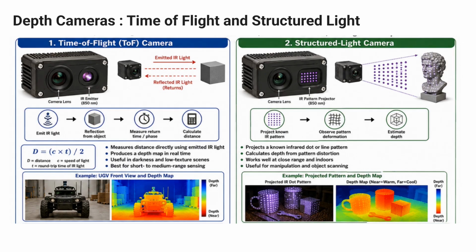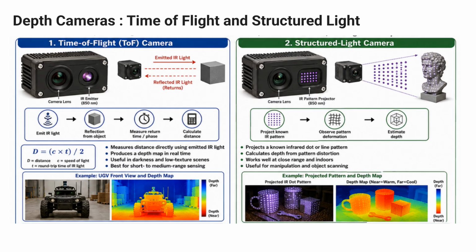A structured light camera works differently. It projects a known infrared pattern of dots or lines onto an object. The camera observes how the pattern bends or deforms and uses that change to calculate depth. Structured light is best for detailed, close-range tasks such as object localization and robotic manipulation.